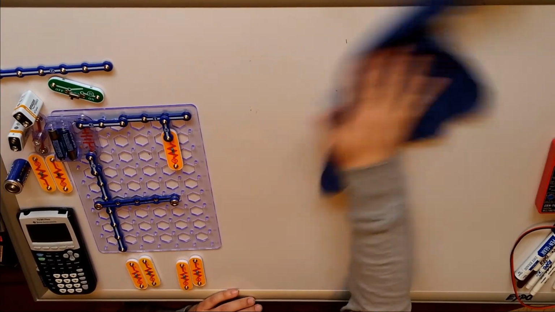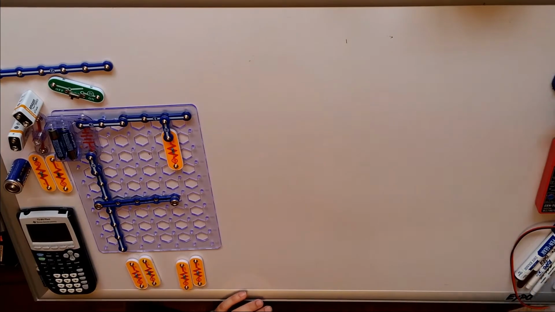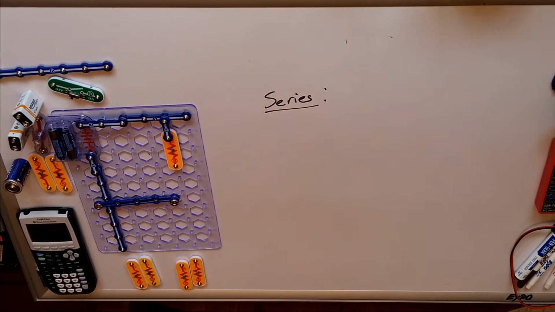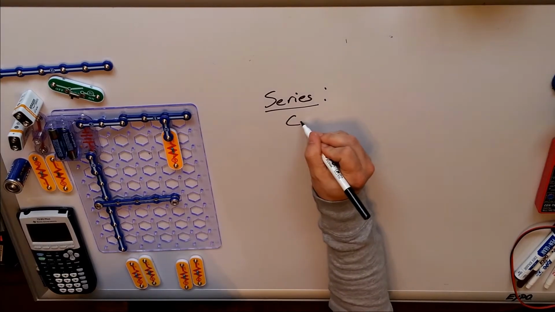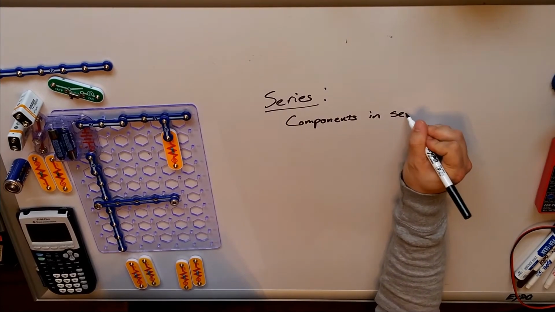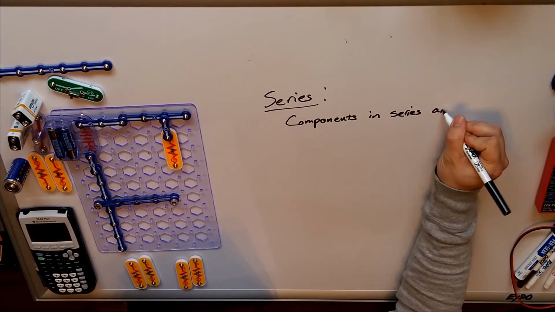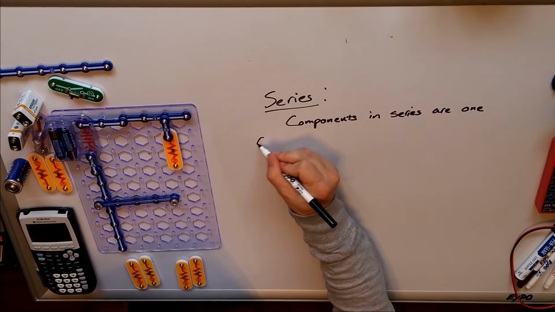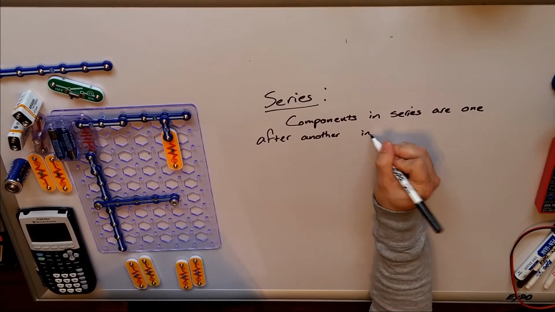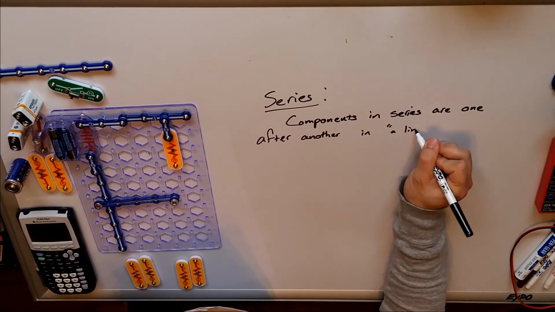Great. Let's introduce something that'll work for our functional definition for series and parallel. So let's go with series. Now, we're going to be looking at this in regards to resistors, but it turns out that this applies to components in general. When they're in series, this means that components in series are one after another in, I'm going to put in quotation marks here, a line.